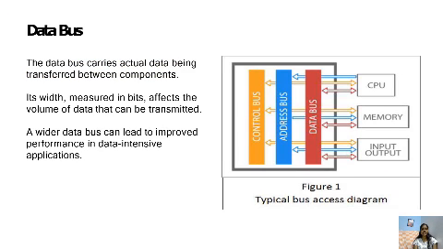Now let us understand the three types of buses one by one. The first one is the data bus. The data bus carries actual data being transferred between components. Its width, measured in bits, affects the volume of data that can be transmitted. A wider data bus can lead to improved performance in data intensive applications.